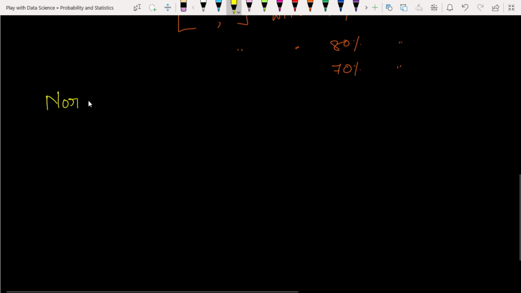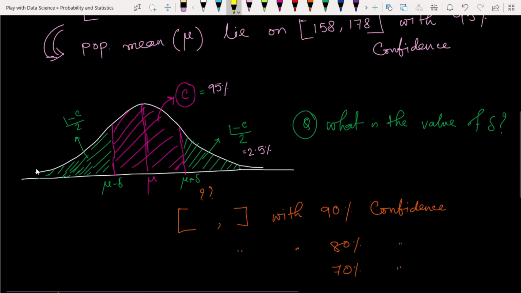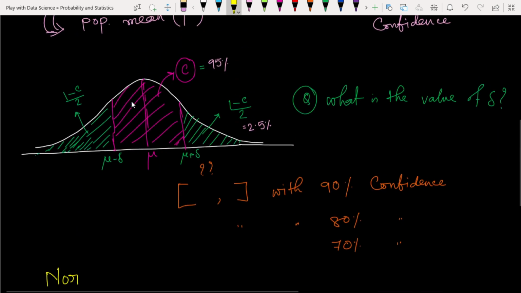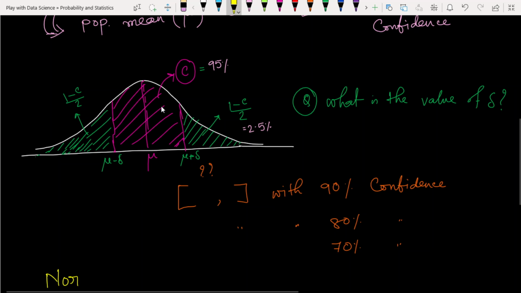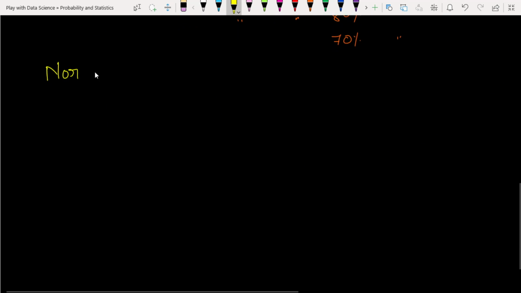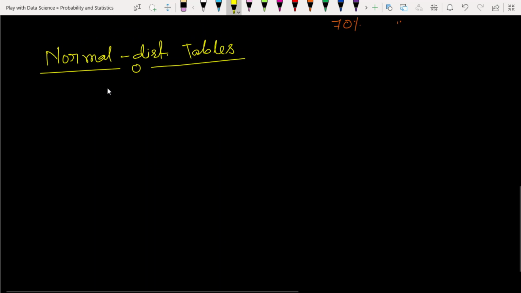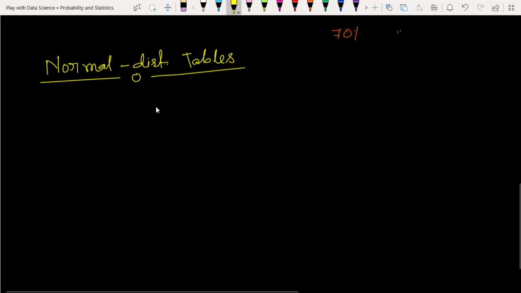In previous days, there was no such kind of complex computational power. In those days, scientists and mathematicians used these tables to find the value. What will be this value for this interval? To find this answer, they used the normal distribution table. So let's see how these tables are actually used to compute this interval value.